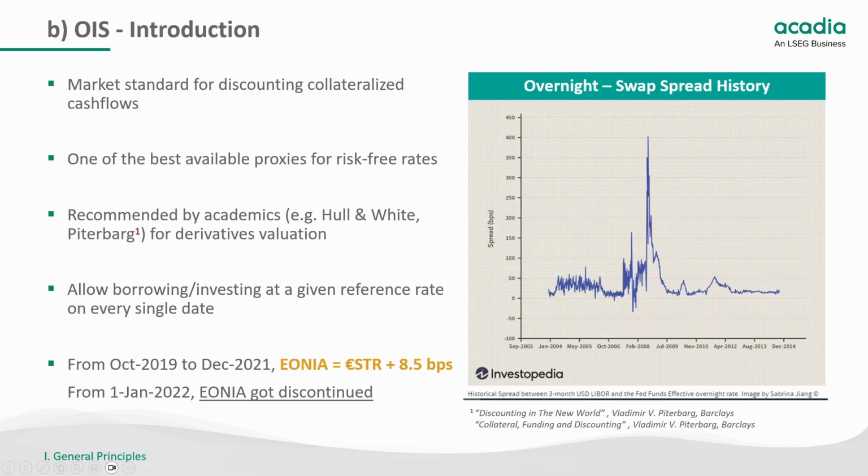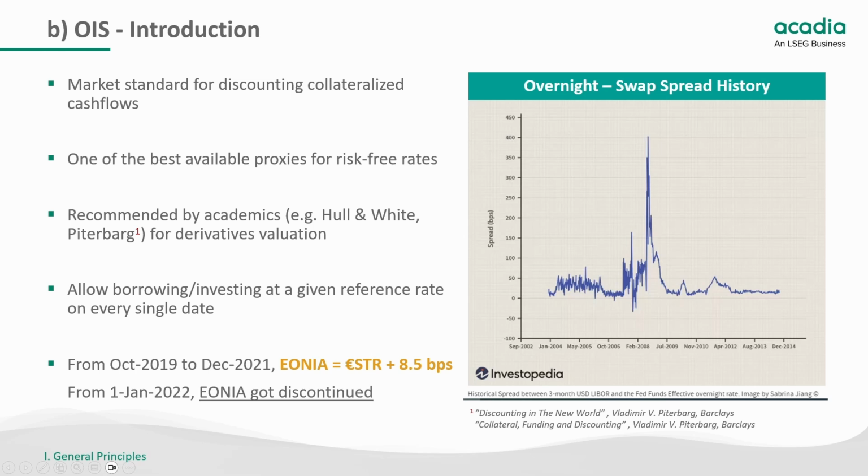The transition took a bit of time, more than 2 years, as it started in October 2019, when the Ester data was first published. And during that transition period, the way the Eonia curve was calculated changed as it started tracking the Ester. More specifically, the Eonia was calculated as the Ester plus a spread of 8.5 basis points. You need to remember that because it will impact the way we bootstrap the curve.